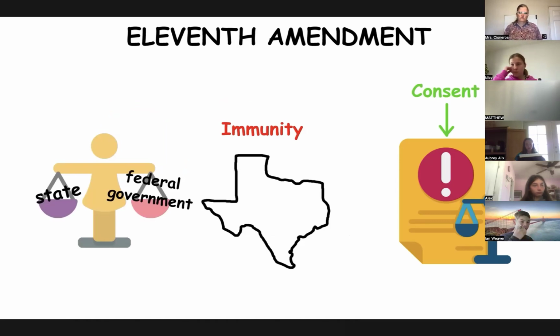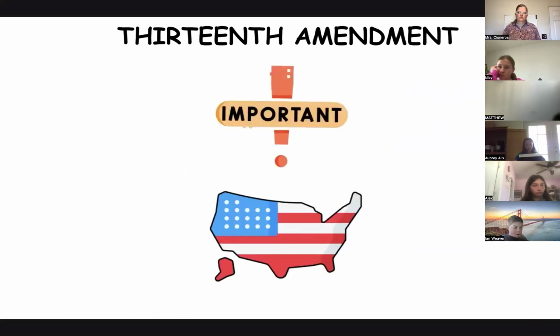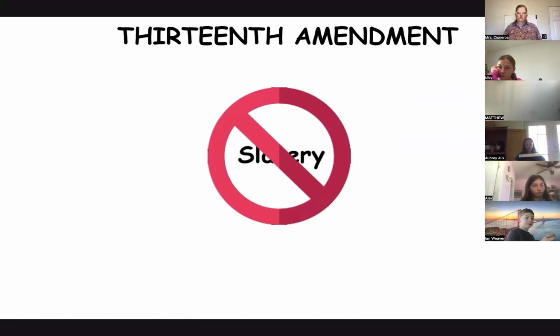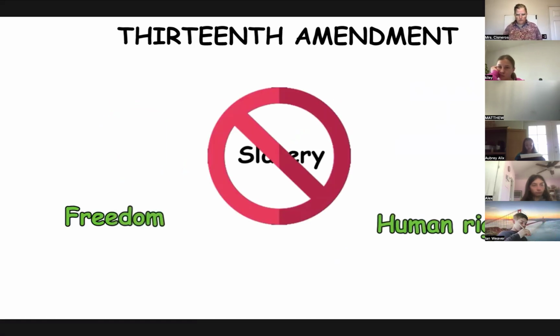13th Amendment abolishes slavery and involuntary servitude, except as punishment for a crime, marking a pivotal change in American society by formally ending the legal institution of slavery and reflecting the nation's commitment to individual freedom and human rights.